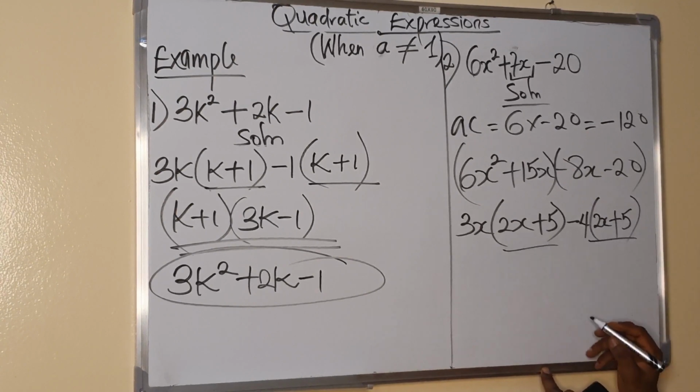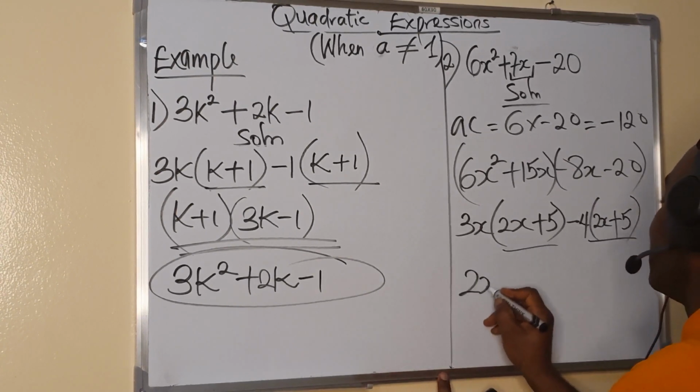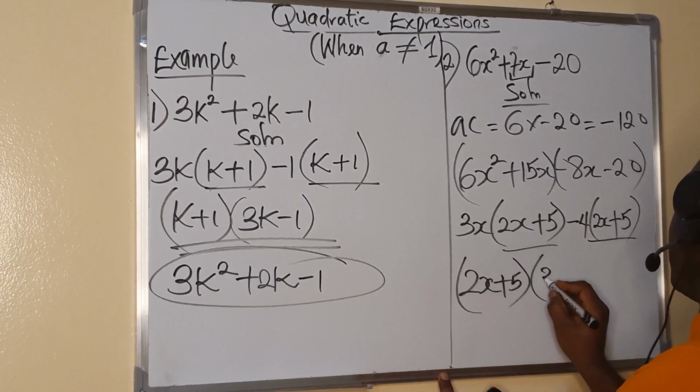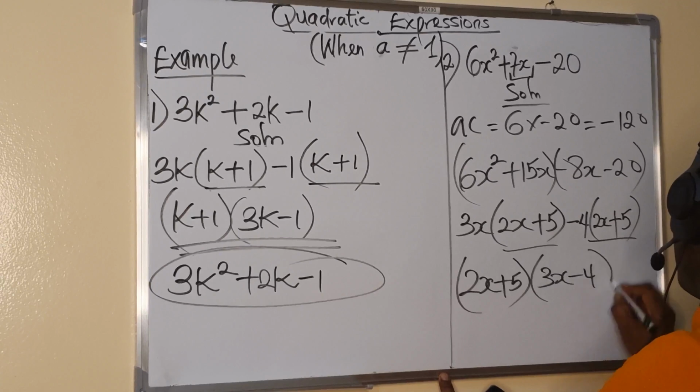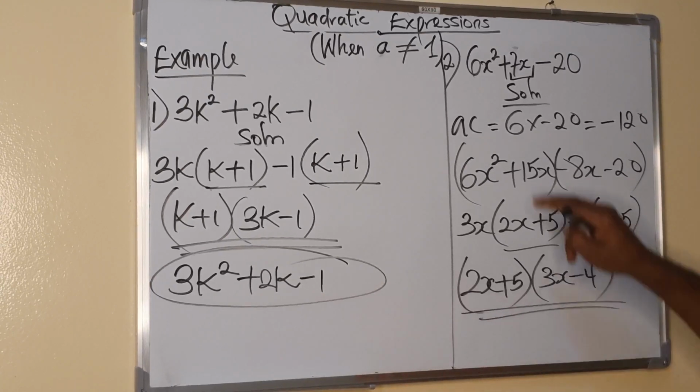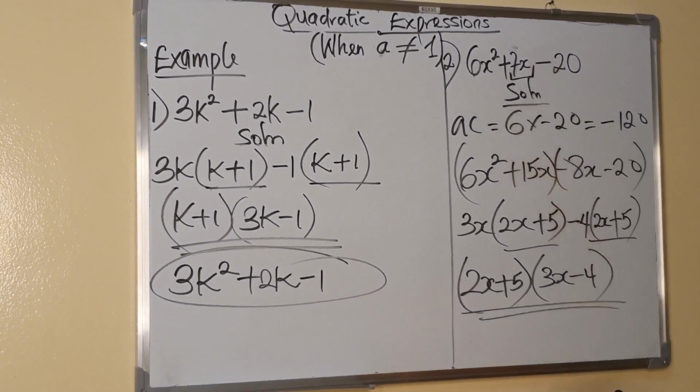With both brackets being exactly the same thing, you factor it out as 2x plus 5 inside one bracket. And then the remaining bracket takes up 3x minus 4. This is the finalized factored form of 6x squared plus 7x minus 20. Do you see how easy it is?